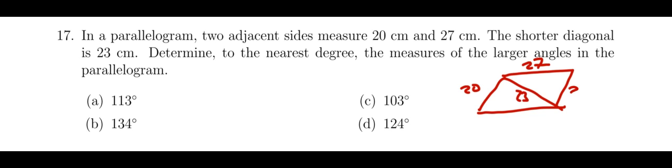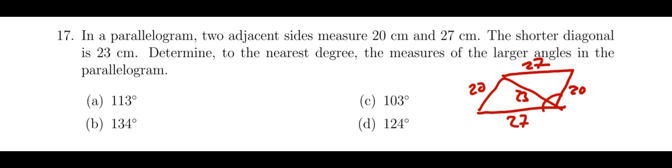With a parallelogram, I know that the opposite sides are the same length. So if that side on the left there is 20, I know the side on the right is 20. Now it says determine to the nearest degree the measure of the larger angles in the parallelogram. So what I want to do here is figure out what this whole angle is right there. Now this is 27 and this is 20.